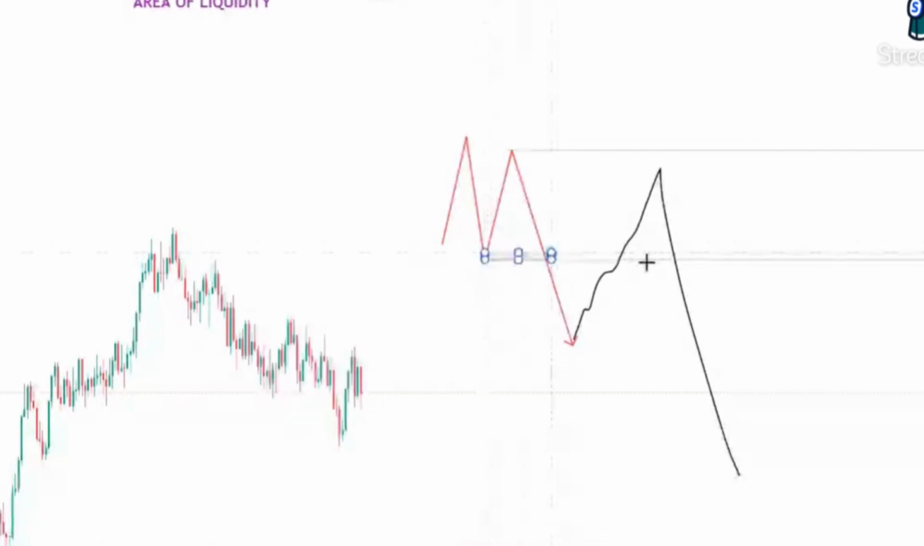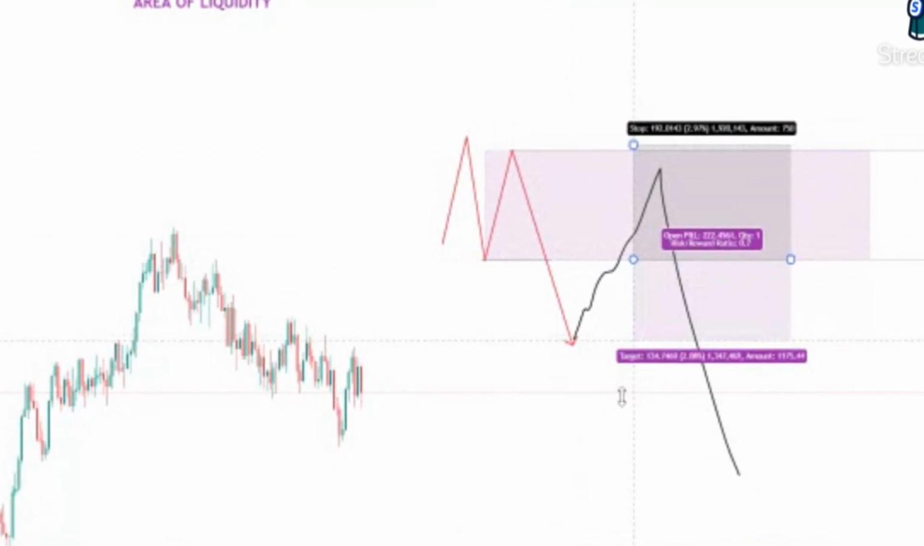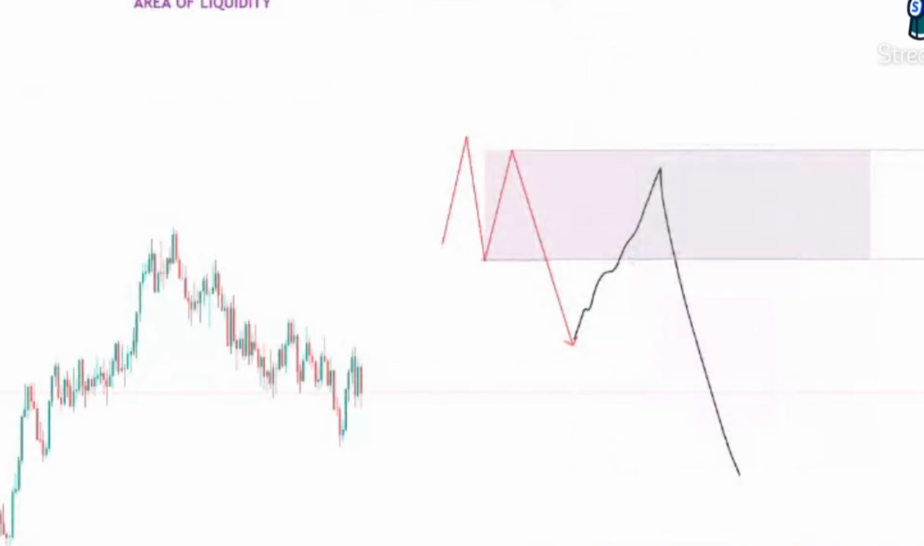Now, let me teach you how to refine this, because you're not going to take a trade from here and put your stop loss above there and sell. Your stop loss will be very big, right? Now, what you do is you look for other areas of liquidity inside this area of liquidity. So, for example, you see that there will be minor areas of liquidity inside. So, for example, go like this, go like this, go like this.